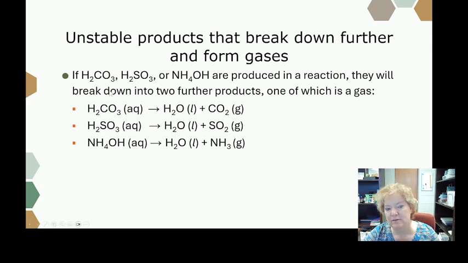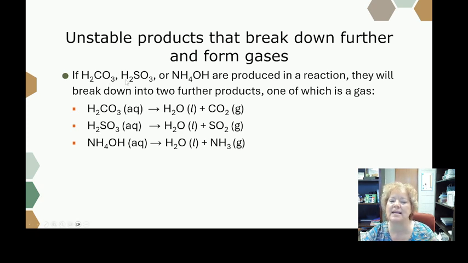So if you have a double replacement reaction between an acid, which would produce H+, and a carbonate, which would produce CO3 2-, and those combine and make H2CO3. H2CO3, also called carbonic acid, is not stable. It's going to break down to water and CO2. So when I see H2CO3, I want to replace it with water and CO2 gas.